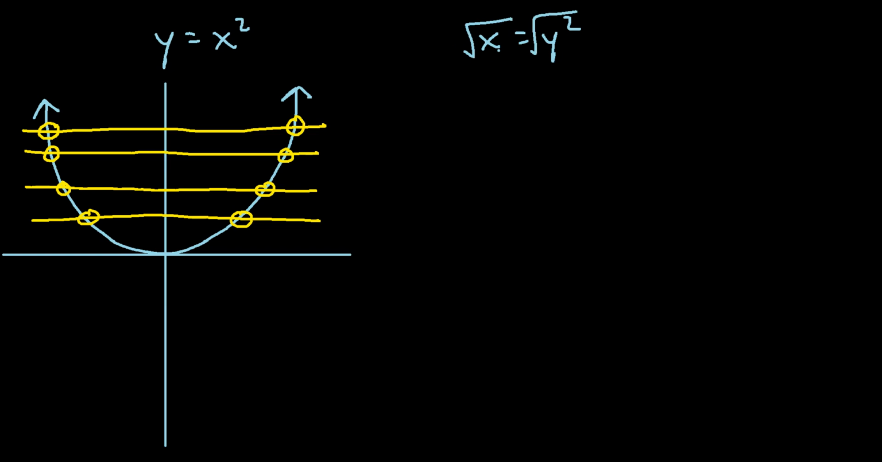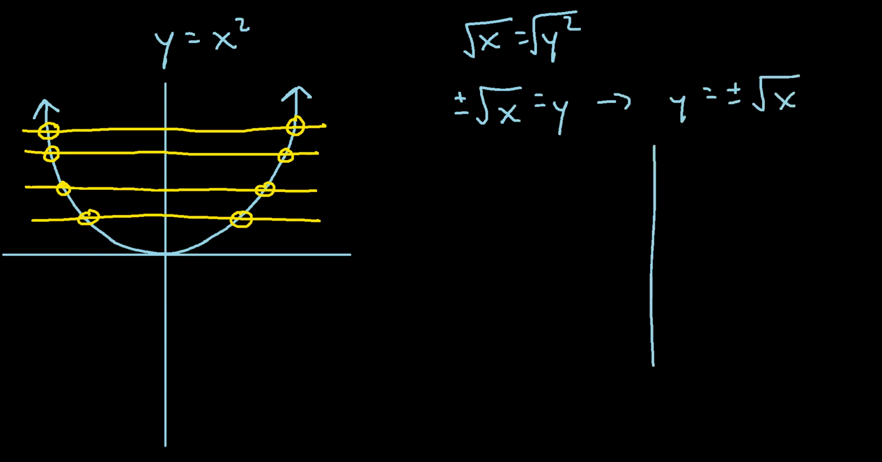Now when we take the square root of a number, the solution is a plus and a minus, so we get plus or minus the square root of x is equal to y. Or another way to write that is y is equal to plus or minus the square root of x. Now if we were to graph this function, it would look something like this, where it opens up to the right like this.